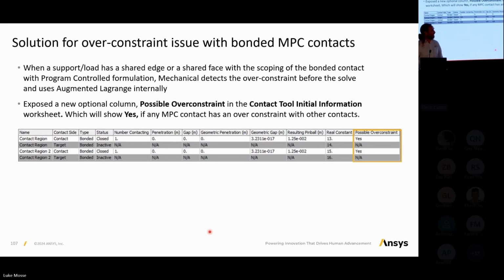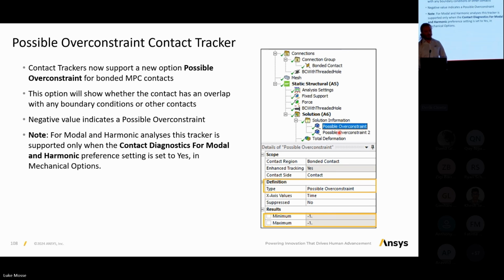One downside with MPC contact is the chance of having an over-constraint. So if you have overlapping contacts, you get multiple constraints generated and you get possible over-constraint happening. So there's a new option in the contact tool that will tell you if there's a possible over-constraint, and we can insert this tracker that will flag a possible over-constraint. So if it comes up as a -1 here, it's saying possible over-constraint. Maybe check how your contacts are defined, especially those pesky automatically defined contacts that creep in everywhere. Check those, make sure they're not overlapping and over-constraining your model.